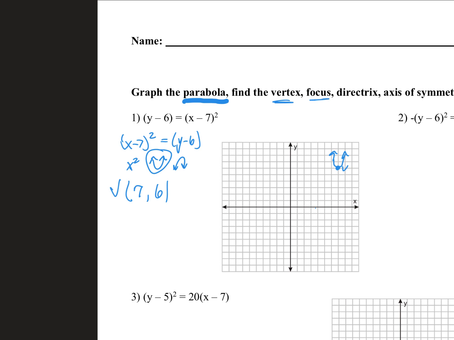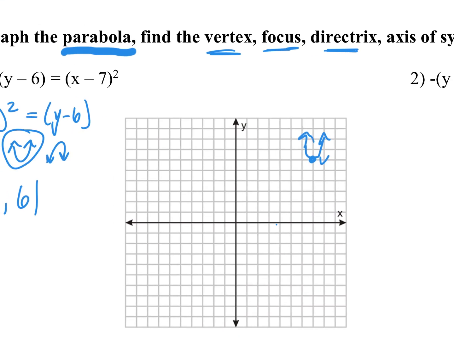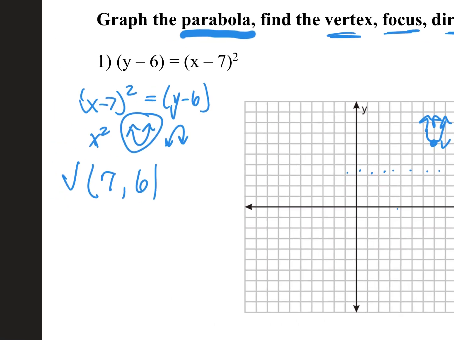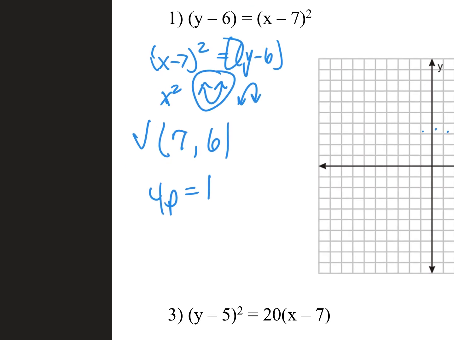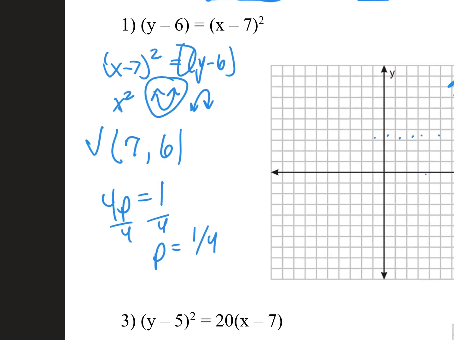I need to find my focus and my directrix, right? My focus is going to be inside my parabola, and my directrix is going to be this line outside that opens up away. So how do we find that? Well, we need to find our p value. So I say 4p equals, what number is right in front of here? It's a 1. So I'm going to divide both sides by 4, and my p value equals 1/4. So that means my focus is going to be 1/4 up from my vertex, and my directrix is going to be 1/4 down.